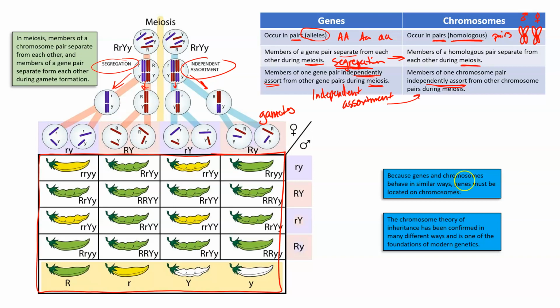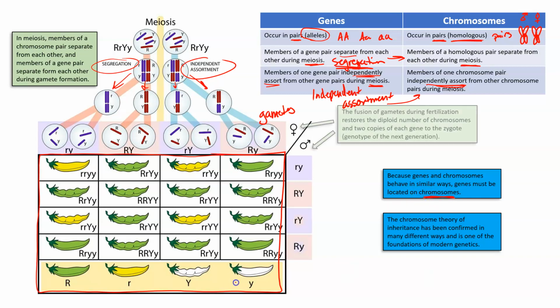And so because genes and chromosomes behave in similar ways, genes must be located on chromosomes. That's a conclusion that Mendel came up with, and that's one of the things that we're focusing on. The fusion of gametes during fertilization restores the diploid number of chromosomes and two copies of each gene to the zygote genotype of the next generation. Okay. The chromosome theory of inheritance has been confirmed in many different ways and is one of the foundations of modern genetics.